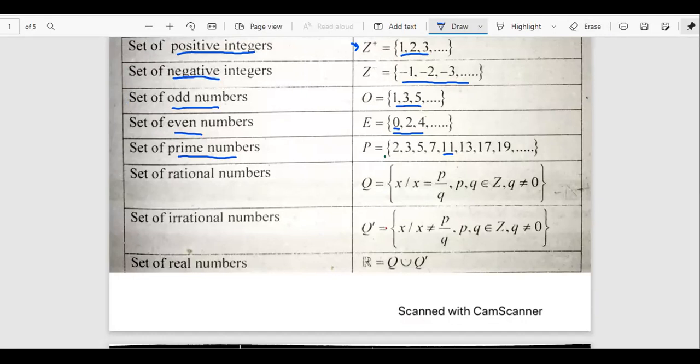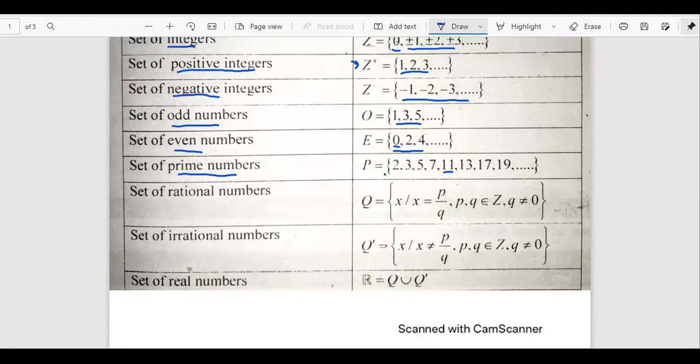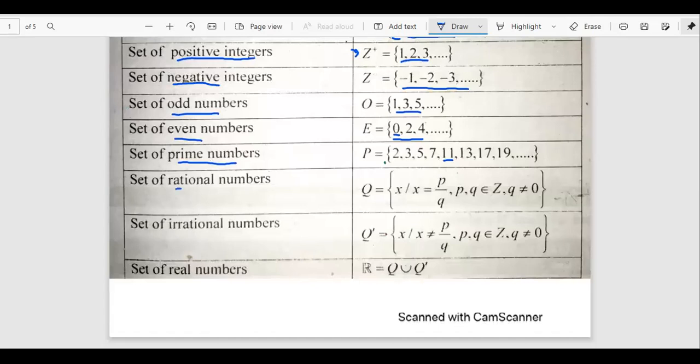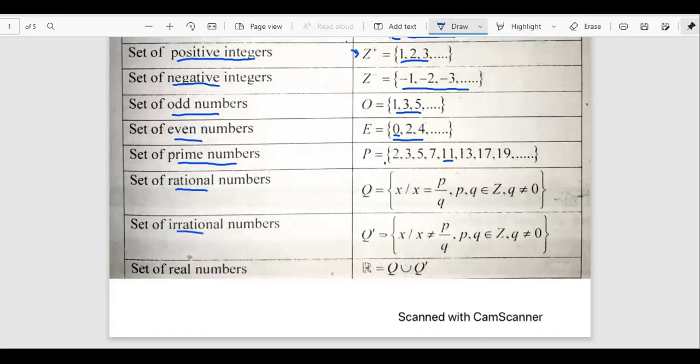Yes. Okay. Right, so we had an idea about positive integers, negative, odd, even, all of that, right? But this part right here is important, okay? These two things are very important, okay?